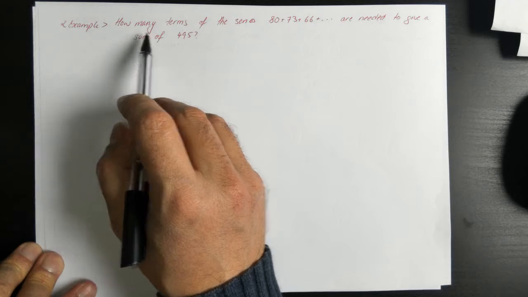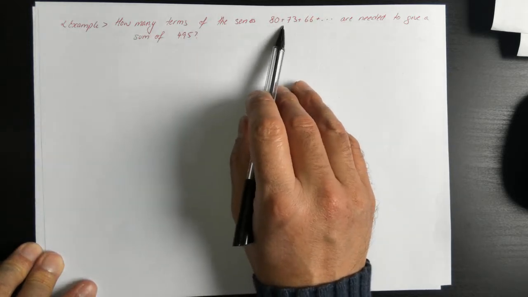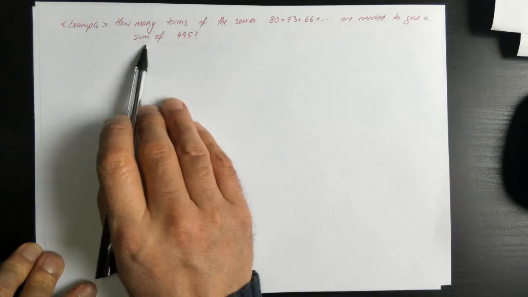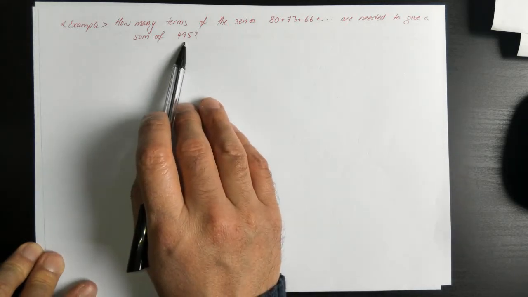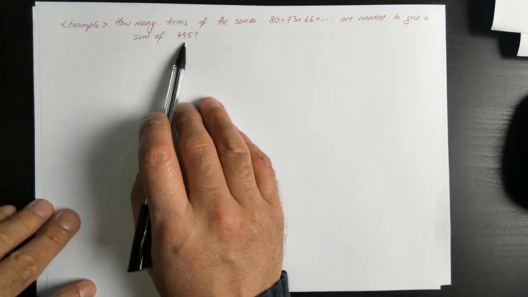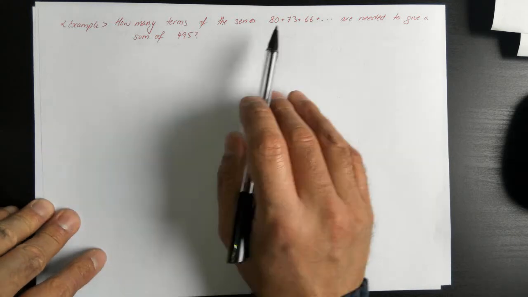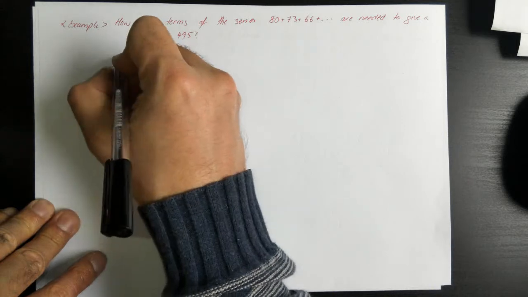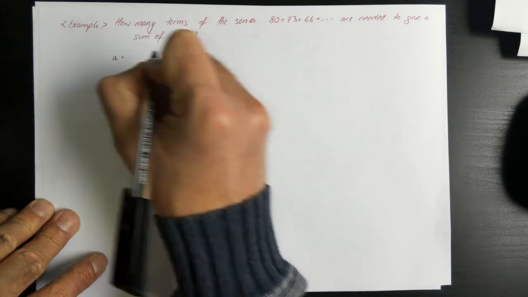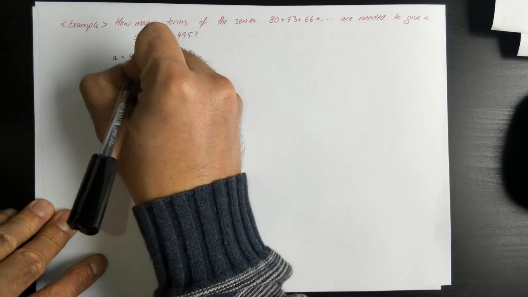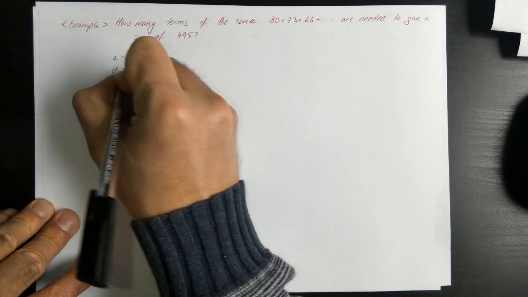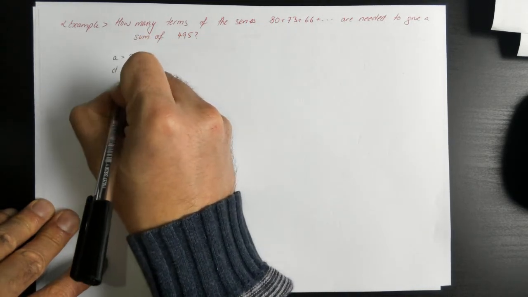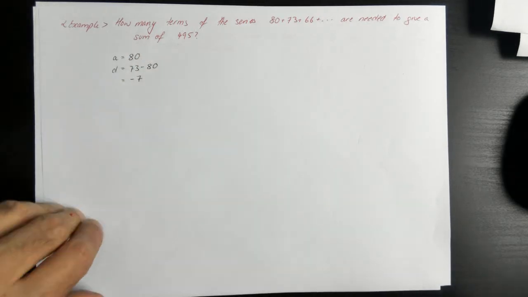We want to find out how many terms of the series 80 plus 73 plus 66 plus are needed to give a sum of 495. Okay, so in this situation, I don't know what my last term is, but I know what A is, so that's 80. My common difference is 73 minus 80, which is negative 7.